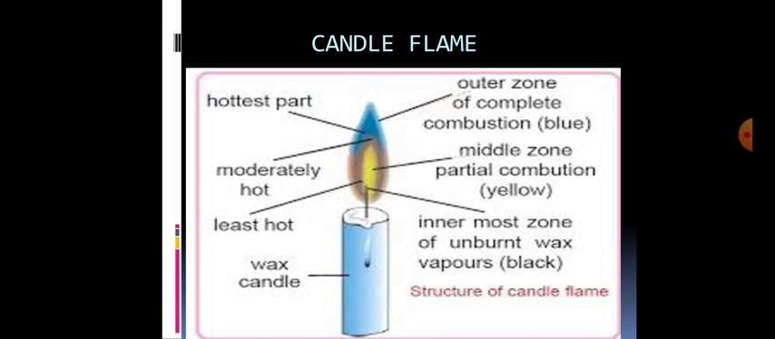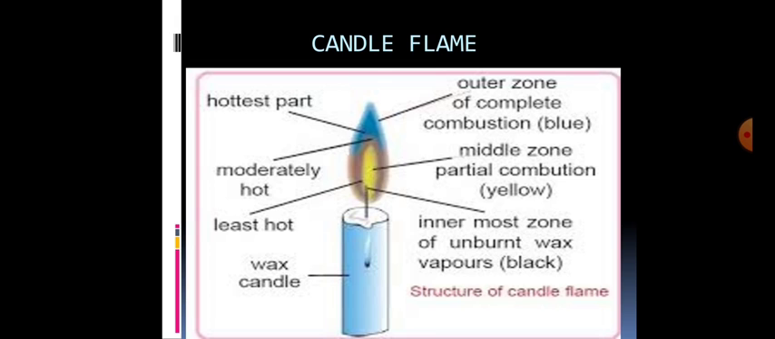And the final is the area near the wick. Wick means the thread which you can see in a candle. That is called the innermost zone. That is black in color. There combustion does not take place. That's the reason that it is the least hot.